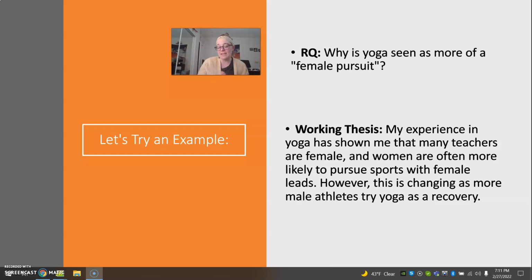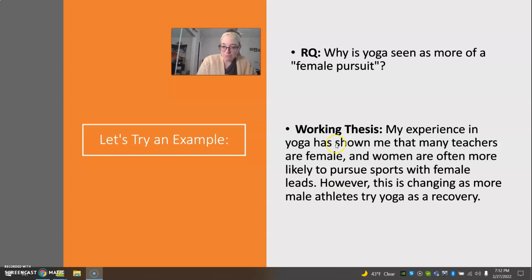And it makes sense that female practitioners of yoga would also look for female instructors. But I did find in a lot of discussion that this is changing as people use yoga more for athletic recovery. So I'm actually seeing more men participating in yoga, but as a sort of recovery instead of women using it for more of a sort of group activity. So this was just one example of a working thesis, but you see that I've taken my research question first, and then my thesis is the answer to it.